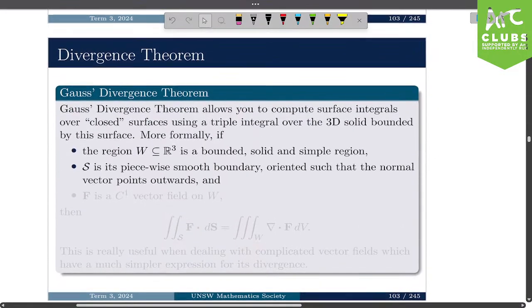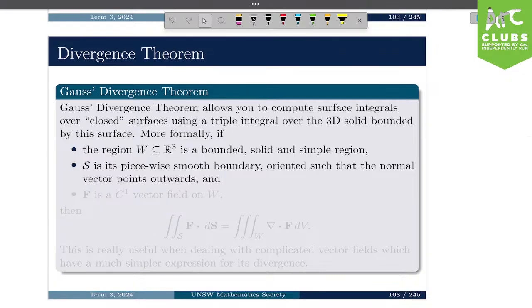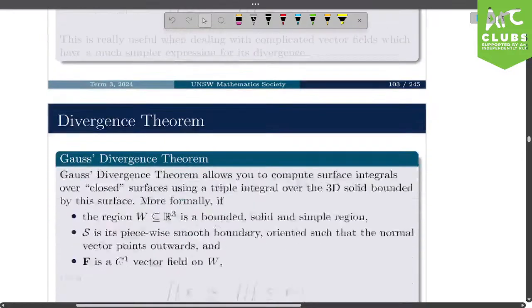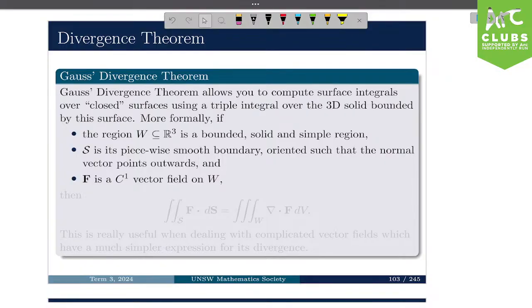Okay, so we don't need to get too worked up with these definitions, but just for the sake of a bit of rigor, we're going to throw these in. It has a piecewise smooth boundary oriented so the normal vector points outwards. So that means that it's bounded by some surface. There's some surface enclosing W. And if F is a C1 vector field on W, so that means that all the first order partial derivatives of F exist on W.